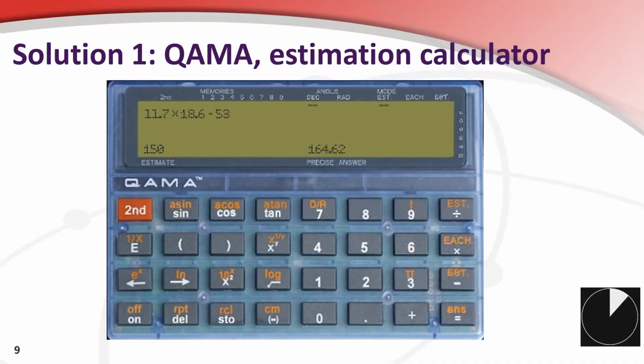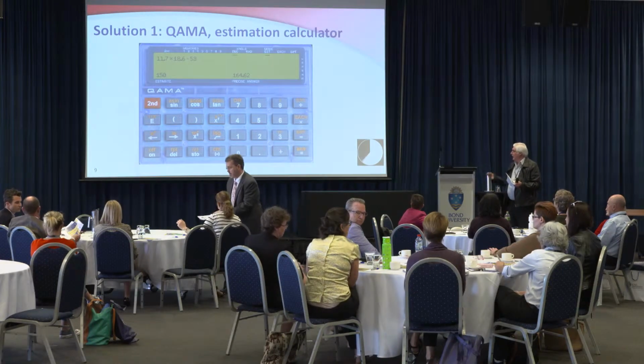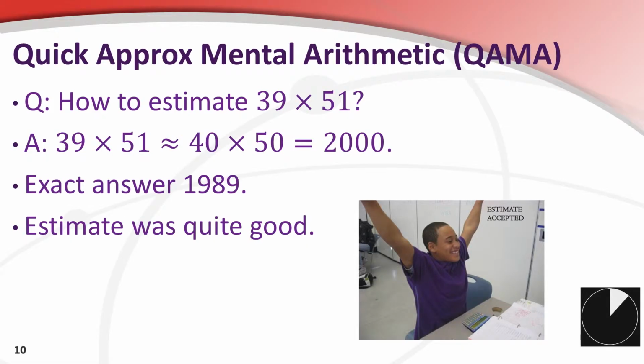So I think Ron is going to go around and give you one of these things in a moment, or he already has. You've got a calculator there, it's called QAMA. A fellow in New York invented it. It's Hebrew for how much, and it also means quick approximate mental arithmetic. Now, it's a very strange calculator where to use it, you have to give an estimate of the answer before it'll give you the answer at all.